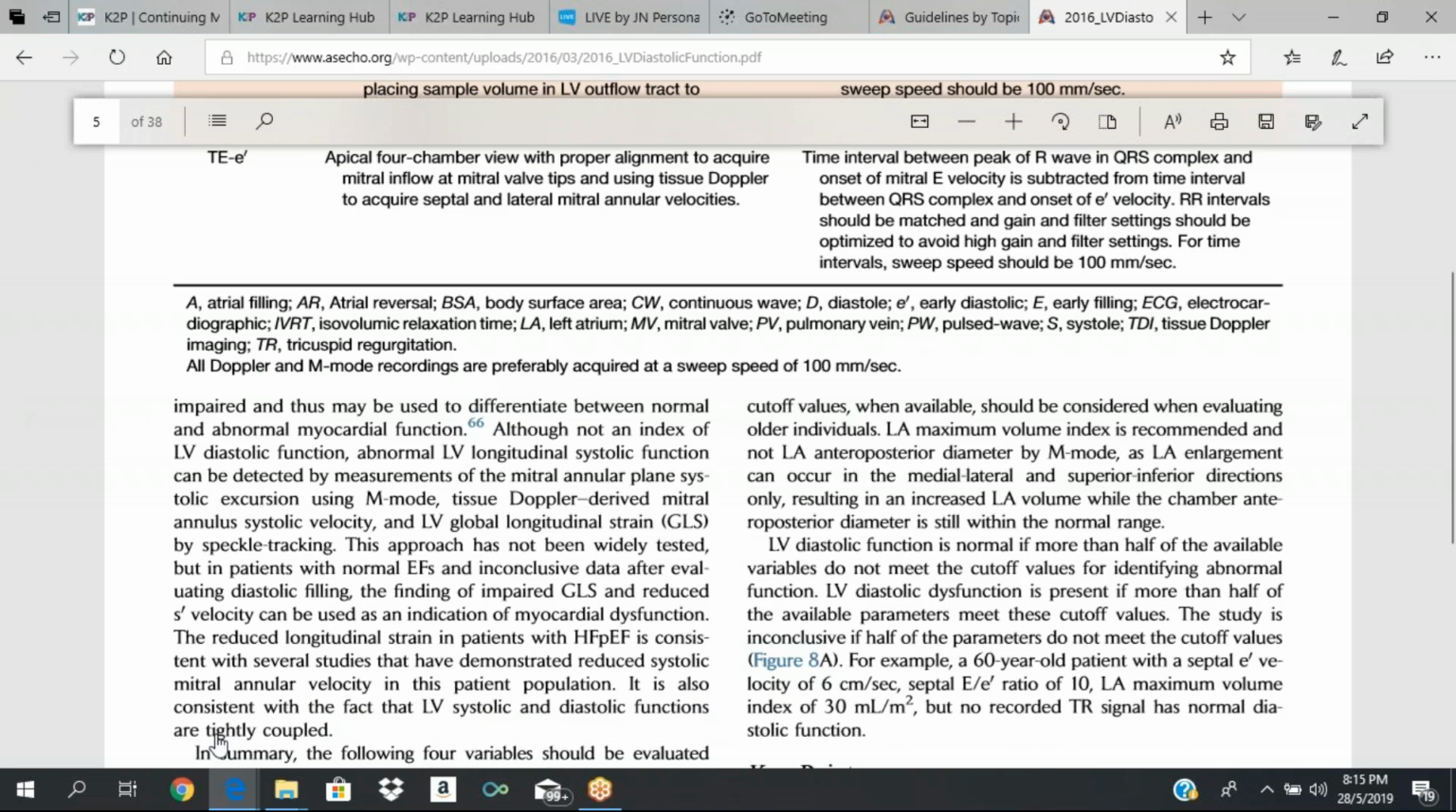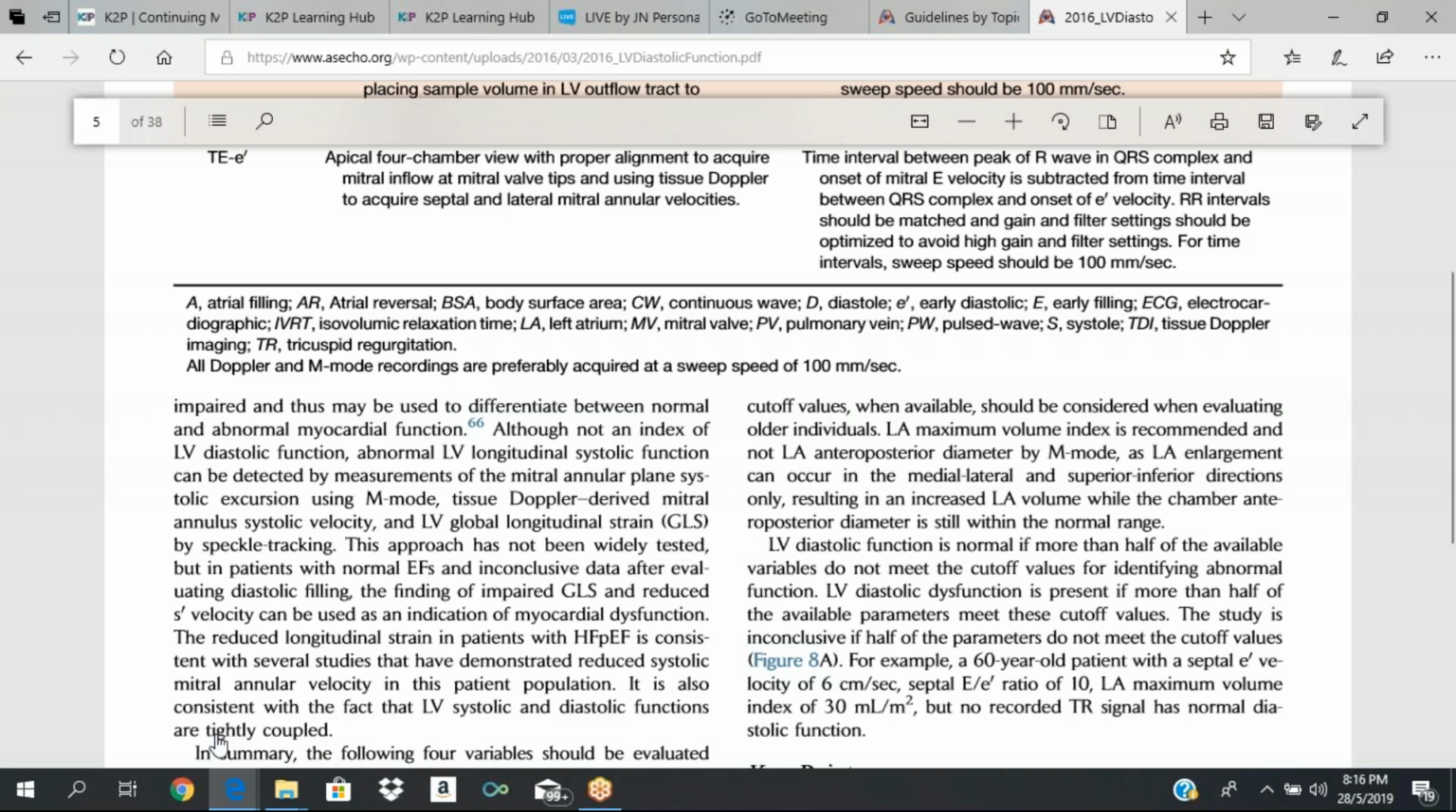So essentially, what we have said is that we show you what the normal diastolic parameters are. We look at the IVRT, we look at the E velocity, we look at the A velocity, we look at the tissue Doppler imaging, we look at E prime and A prime. We also look at the pulmonary vein flow, the systolic and diastolic components. We also talk about the TR velocity, which is a surrogate of your pulmonary artery pressures.